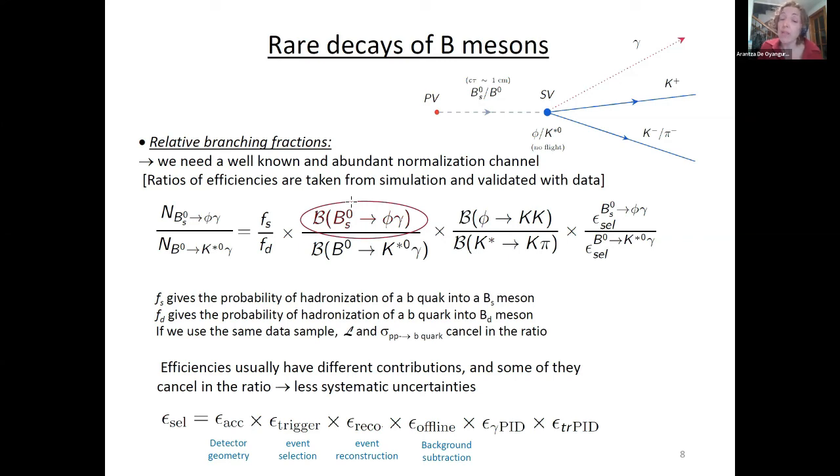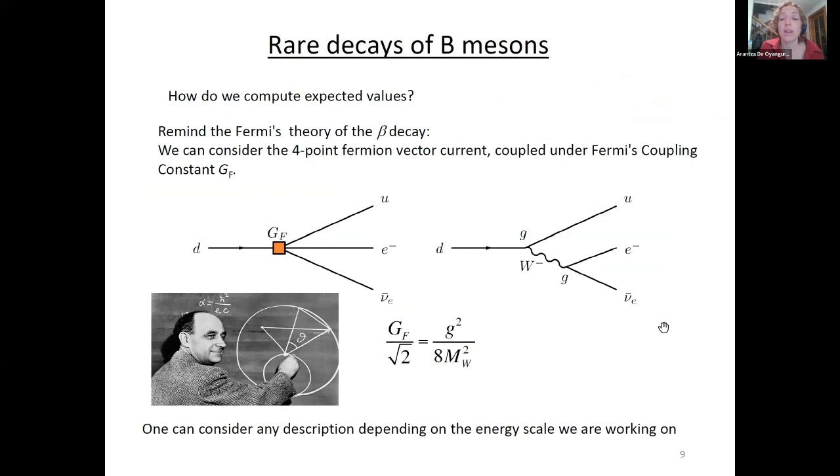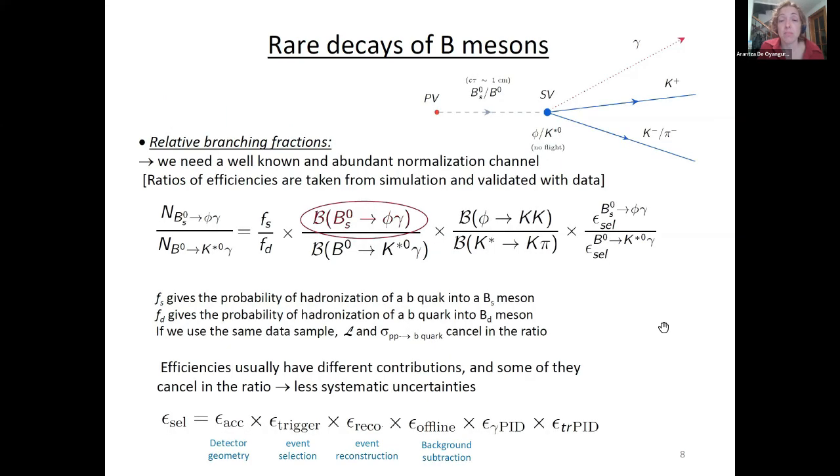Or if we have a difference in the branching ratio that we are measuring as compared to what is calculated in the standard model, then we will have some sign that something is happening there, and we have to investigate.